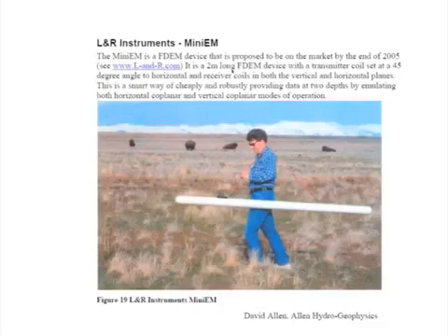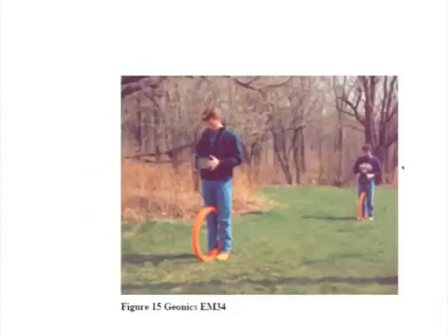Let's look at some of the instruments. There's such a variety of instruments. This is an L&R Instruments Mini EM, which I think would be well worth finding and getting one. It's a 2-meter long frequency domain EM device, and it's got coils at both horizontal and vertical orientations.